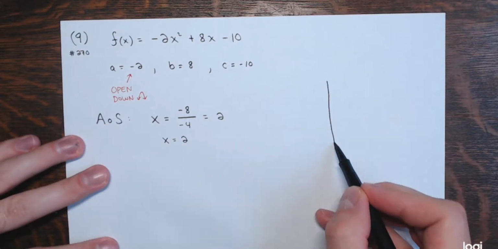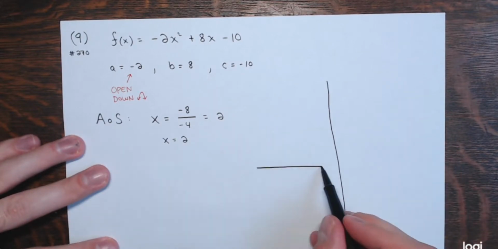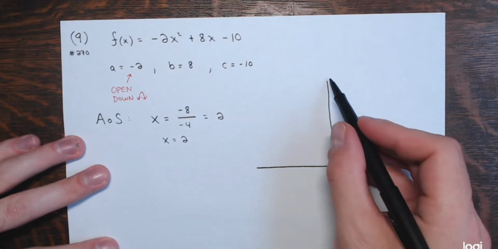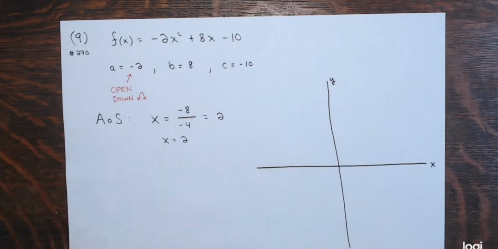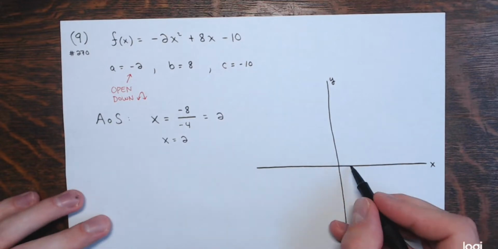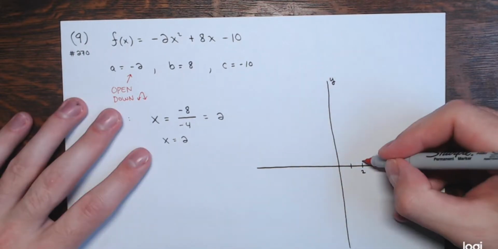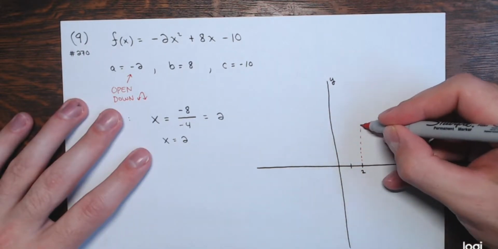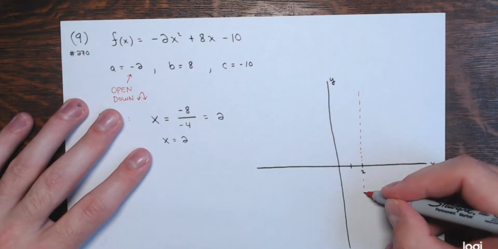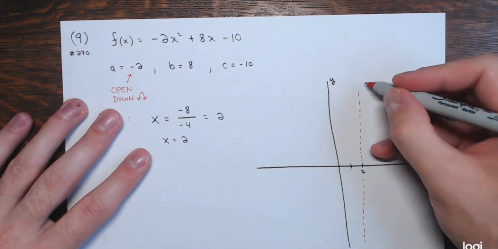Make an xy plane over here. And if you have graph paper, it probably looks better than what I'm drawing. X equals 2, there's 2 on the x-axis, and I'm just making another dotted vertical line here. There's the axis of symmetry for this parabola.